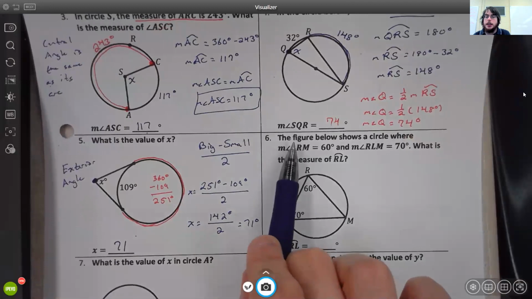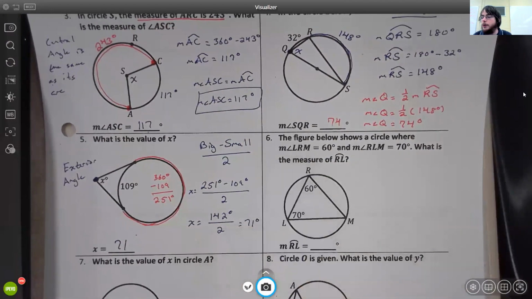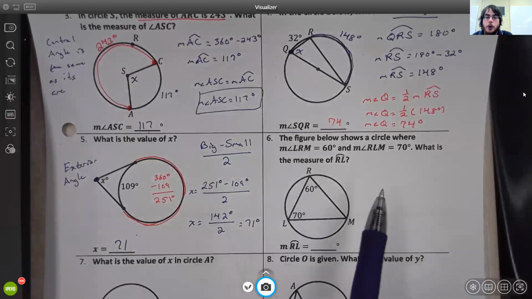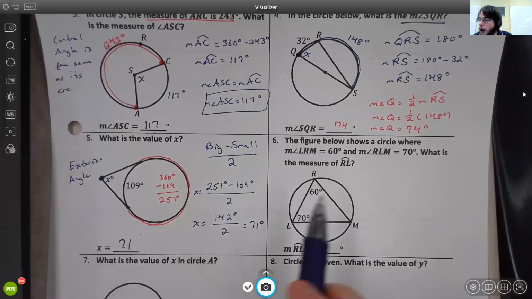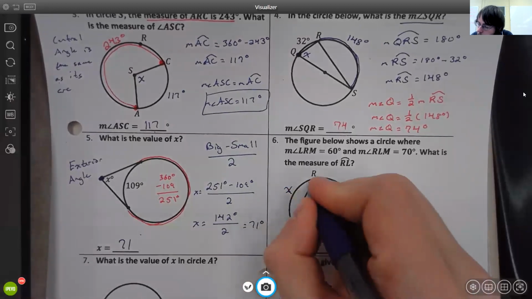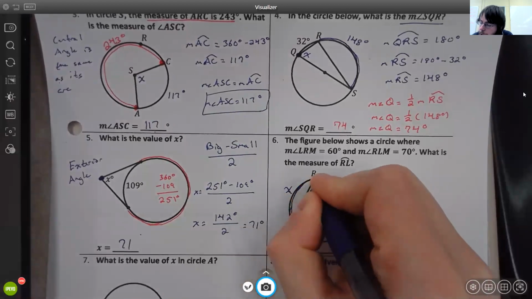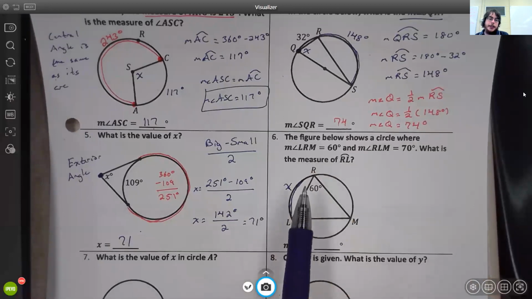So in number 6, it says the figure below shows a circle where the measure of angle LRM equals 60 degrees and the measure of angle RLM equals 70 degrees. What is the measure of arc RL? So we're looking for arc RL. We're looking for this arc right here. Now, if you notice, this is a triangle that's inscribed in this circle.